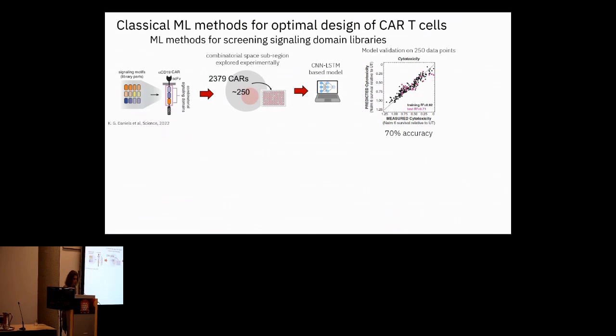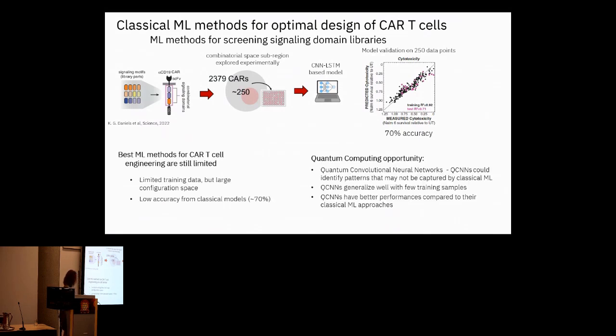However, this classical model has limitation. One limitation is that the limited data set can affect the generalizability of the model. And the second limitation is the accuracy that for CAR-T cells, so for medicine, is quite low, the 70%.